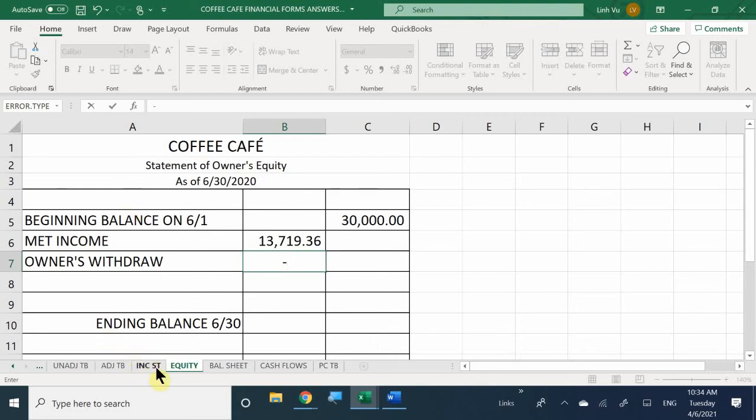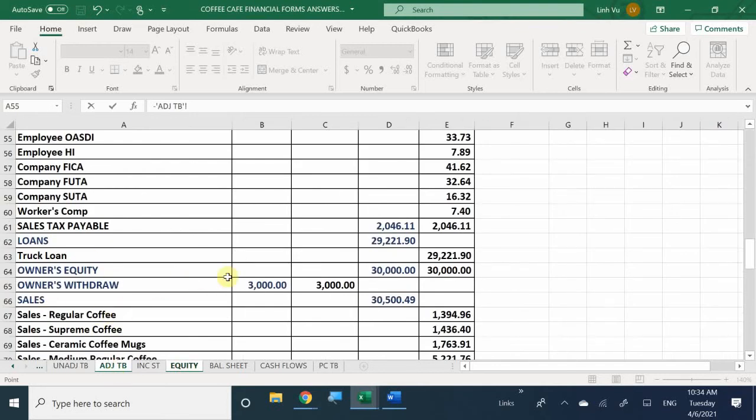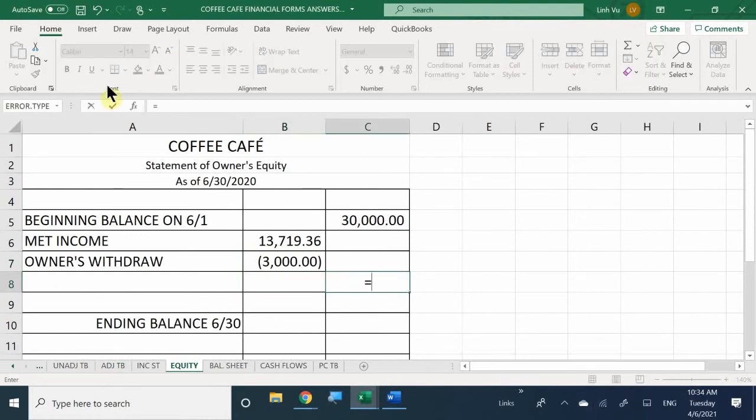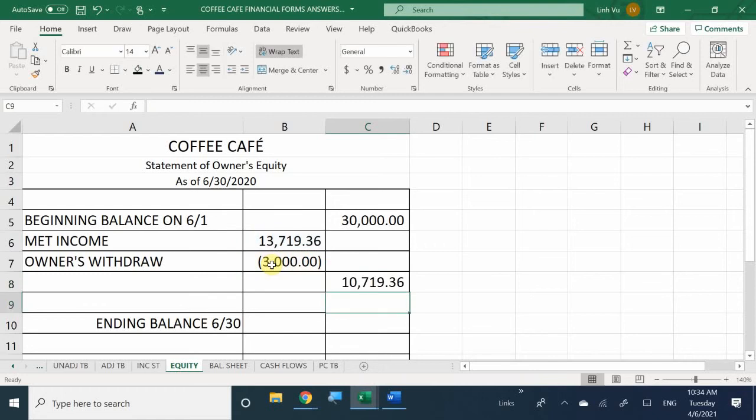Any contributing factors that decrease my equity is going to be an owner's withdrawal. So there we are, we took money away from the company. I'm going to go to my adjusted trial balance once again, and I'm going to pick up that $3,000 because I took away $3,000. From here, we're going to calculate the difference between the net income minus the owner's withdrawal. So that means my equity should increase by $10,719.